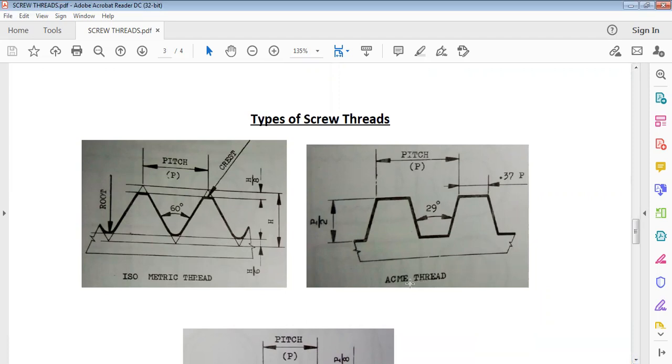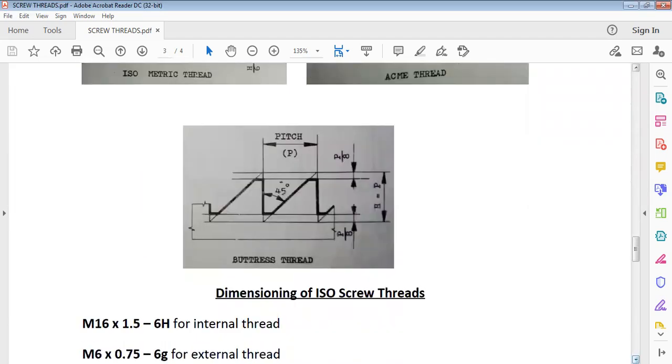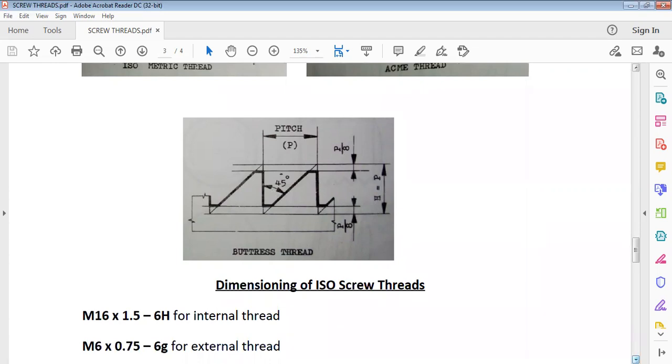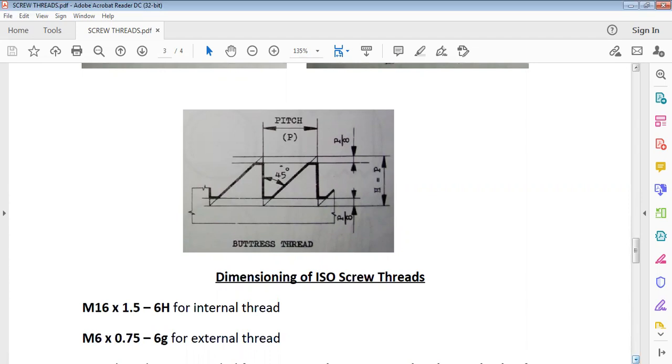Then we also have Acme thread. The angle between the corresponding threads is 29 degrees. It's 29 degrees. Then we also have buttress thread. The angle between the corresponding threads is 45 degrees. So pay attention to the angles. They can ask you which of these angles is for any of these types of threads. So take note of that.